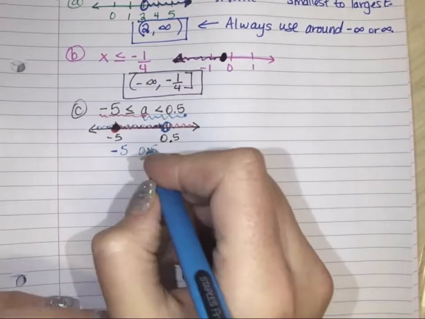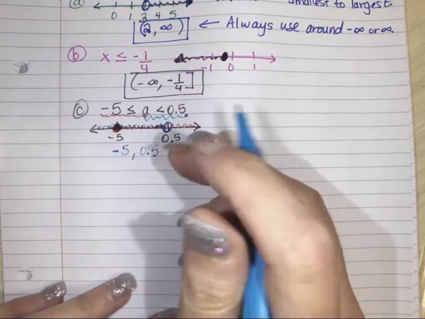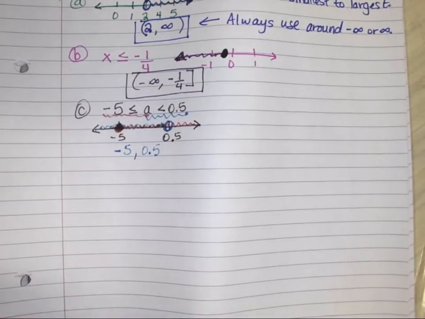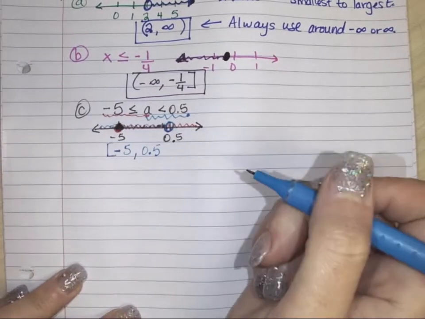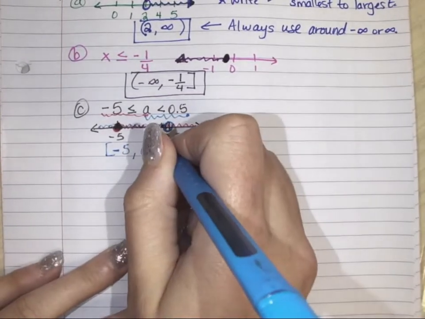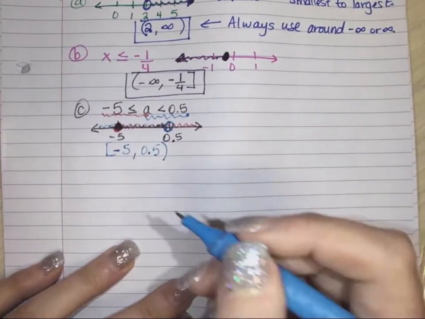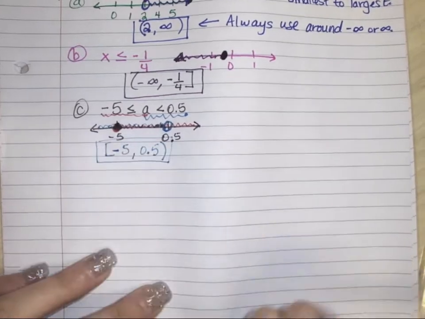Now, the last thing you need to determine: do you use a bracket or parenthesis around these values? At -5, you have a closed-in hole, so we're going to use a bracket. At 0.5, you have an open hole, so parenthesis. And this is your answer in interval notation.